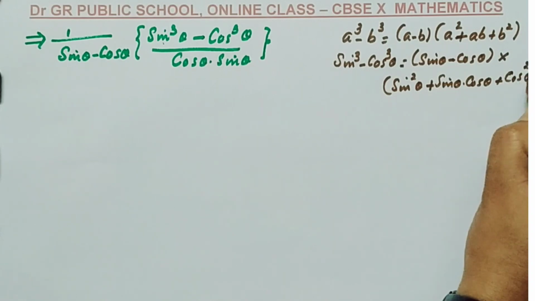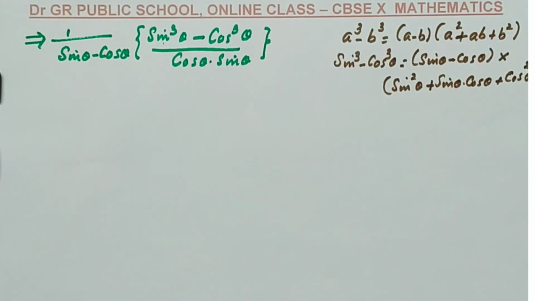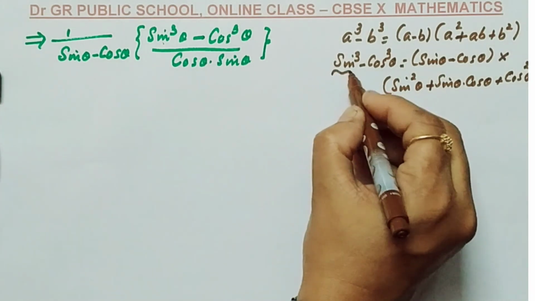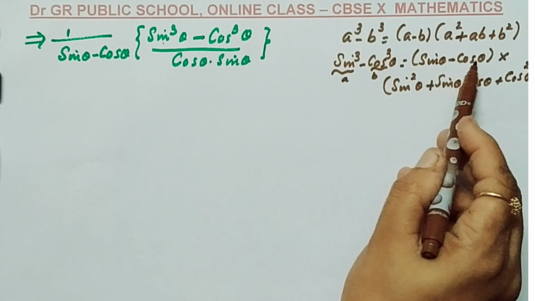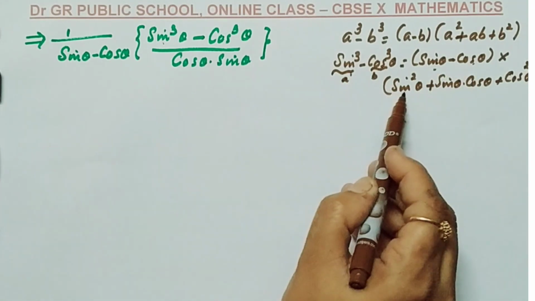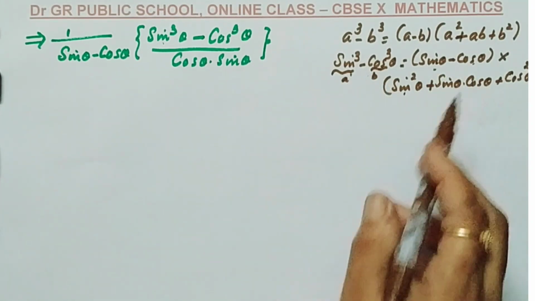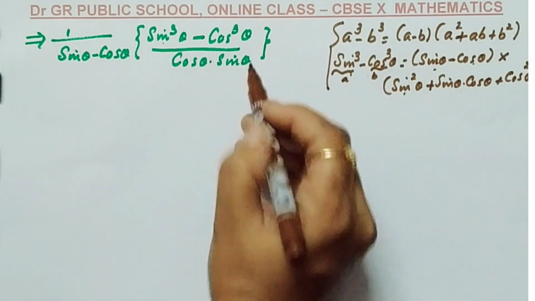Apply the identity a cube minus b cube. Here this is your a and this one is b. Apply the identity, so (a minus b) in one bracket into (a square plus a into b plus b square). This you need to apply in the numerator.